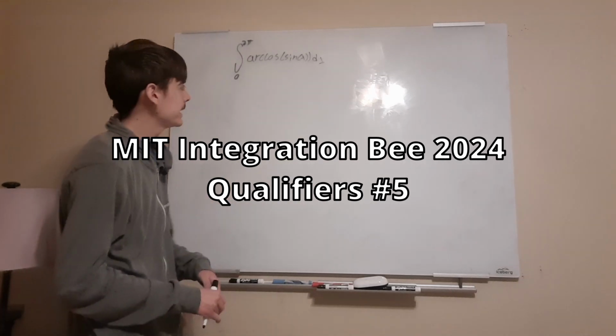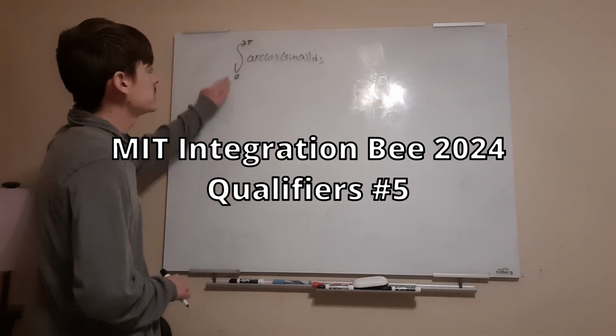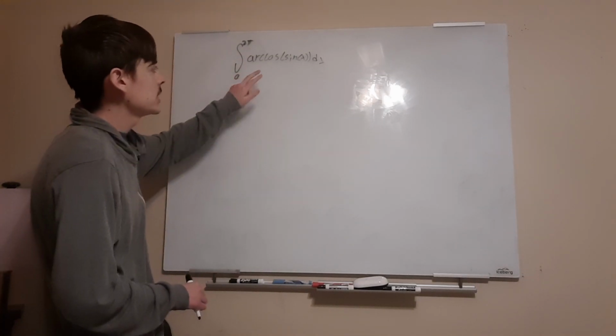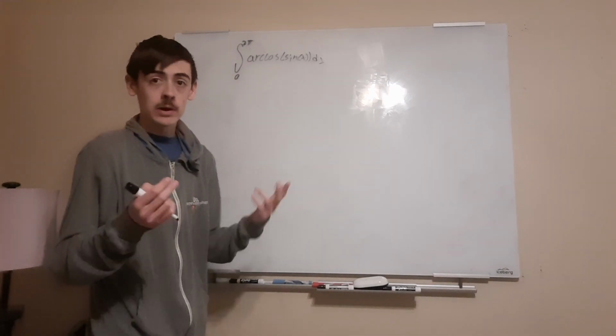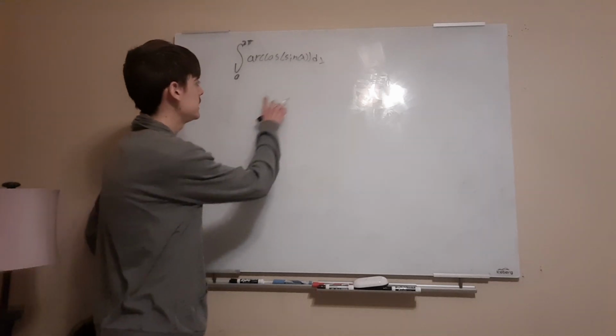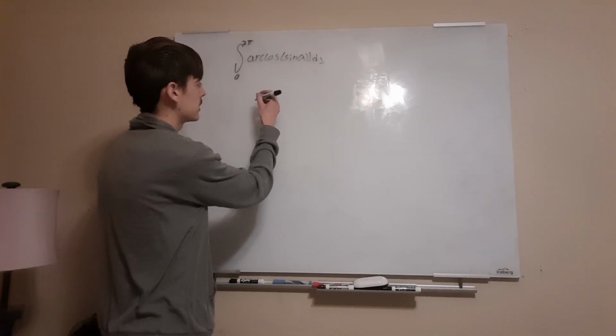We've got a really ugly integral here today. We have the integral from 0 to 2 pi of arc cosine of sine of x dx. Now, it's not that pretty, but I'm going to walk you through. So the first thing I did here was integration by parts.